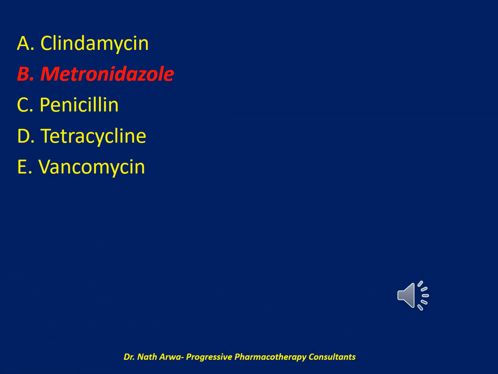And the correct answer is B. metronidazole. I will clarify why. Treatment with metronidazole, along with tetanus immune globulin, should be administered. Metronidazole is recommended as first-line antimicrobial therapy for tetanus. The other antibiotics listed are recommended as second-line agents. Please proceed to the next question.